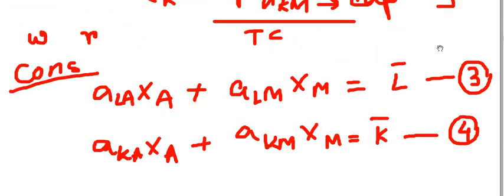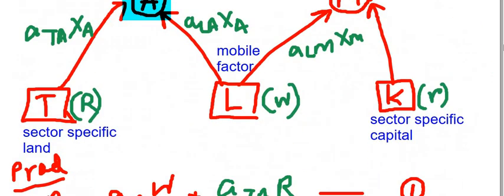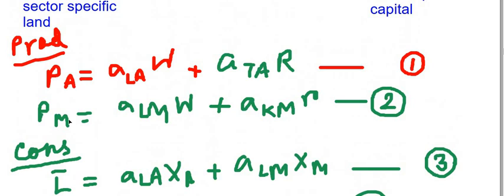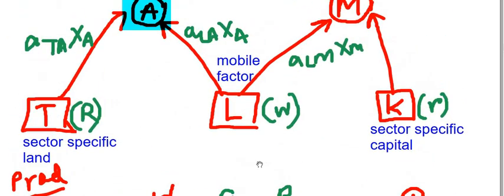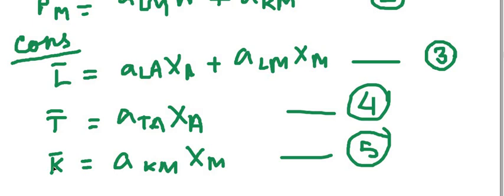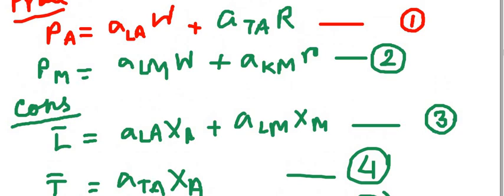Since we had two factors of production, we just have 3 and 4, which are the balance conditions for L and K. But if you look at the 1971 model, there are two sectors as in the 1965 model, so you also have two equations on the production side. You have PA and PM, one for each sector. But here you have three factors of production to be balanced. So you have L, T and K on the consumption side of the model. So essentially you can think of it in this way.